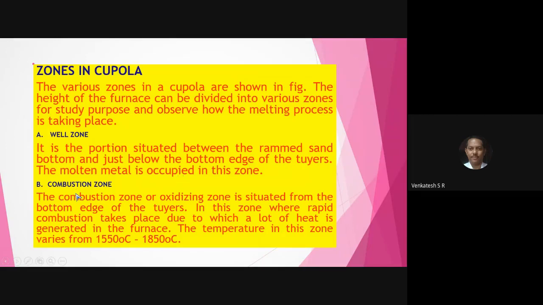Next, the combustion zone. It is also called the oxidizing zone, because the coke burns, and along with it the metal, scrap, and iron ore melt under the flux and form the cast iron. Usually in this zone, the temperature ranges from 1550 degrees centigrade to 1850 degrees centigrade.